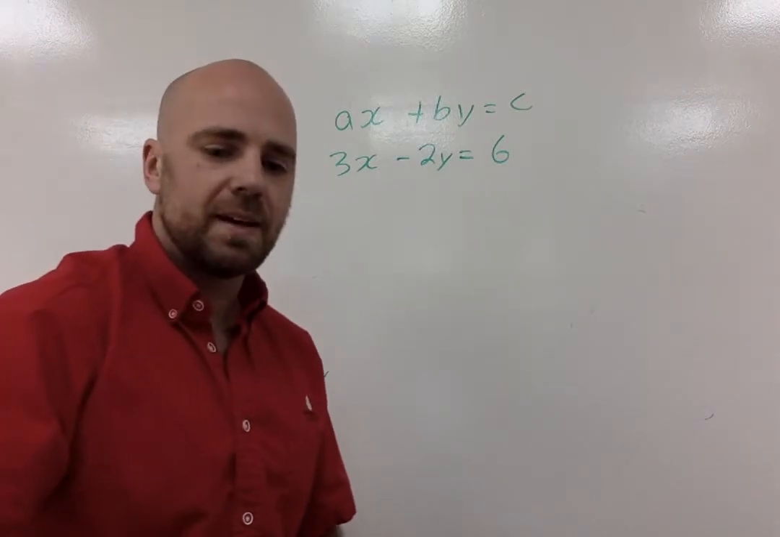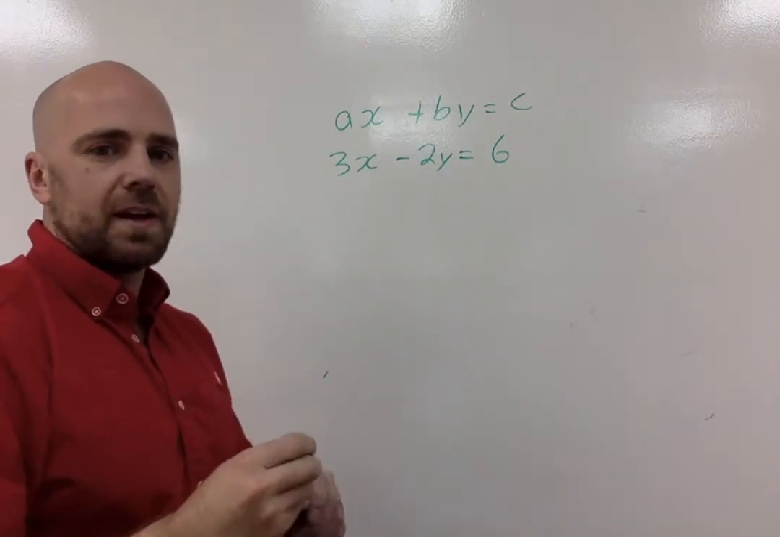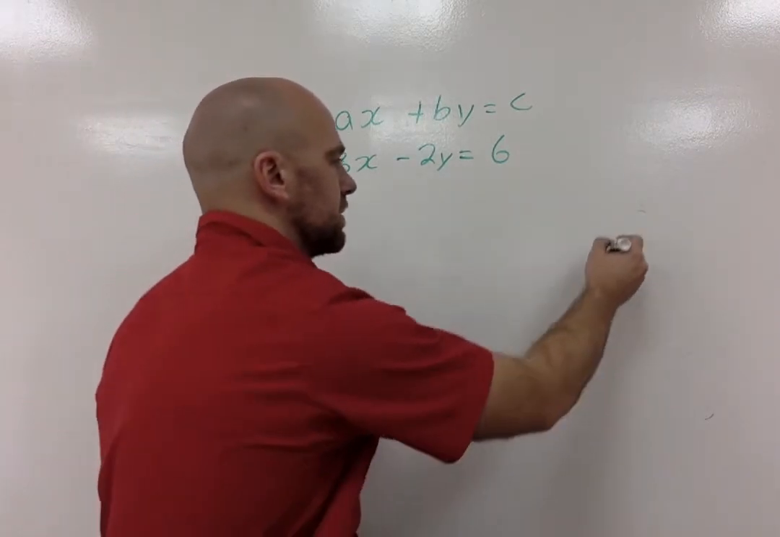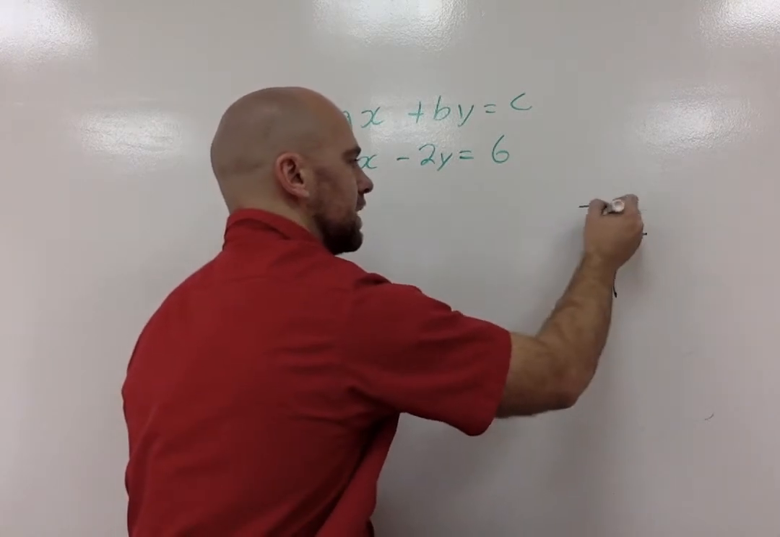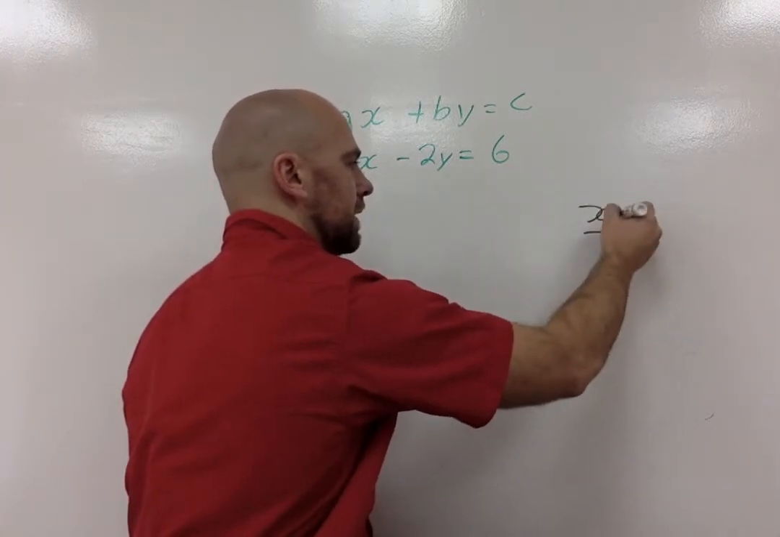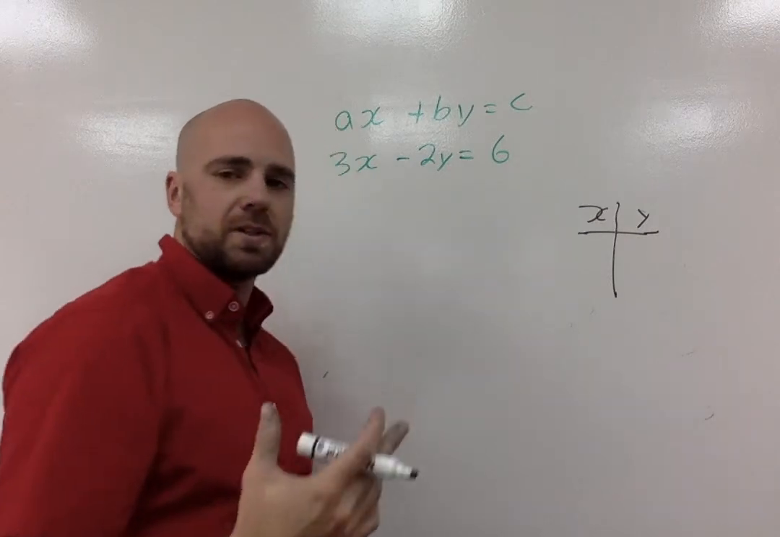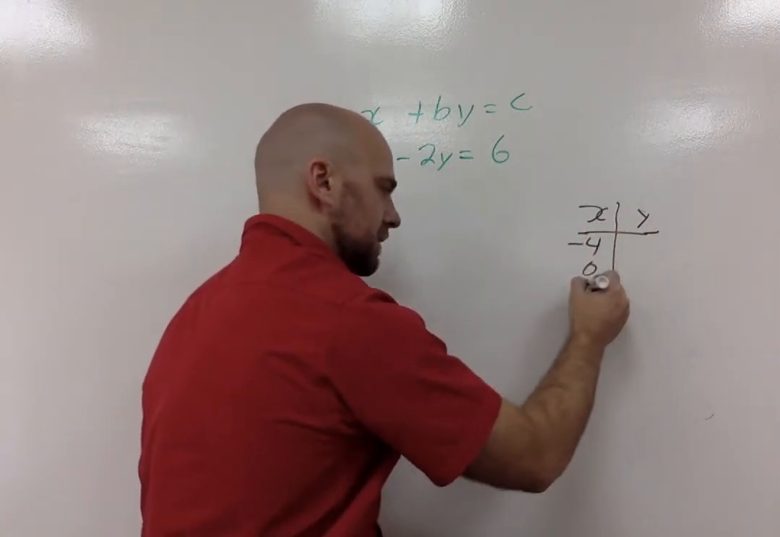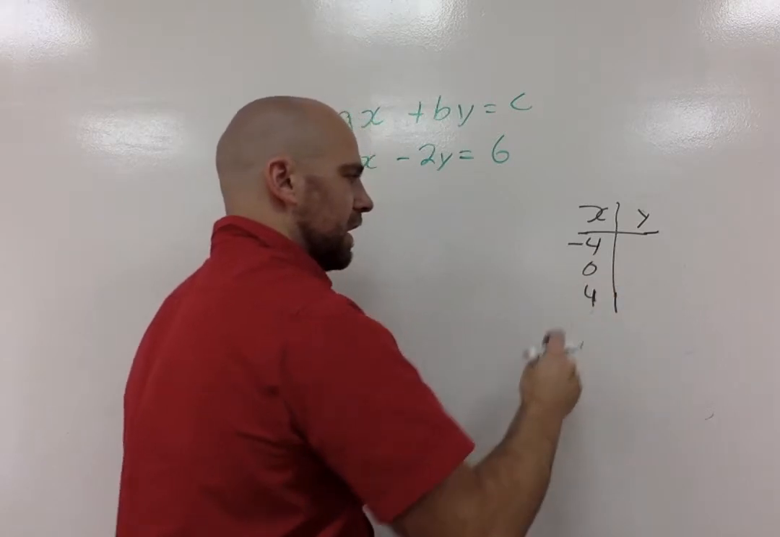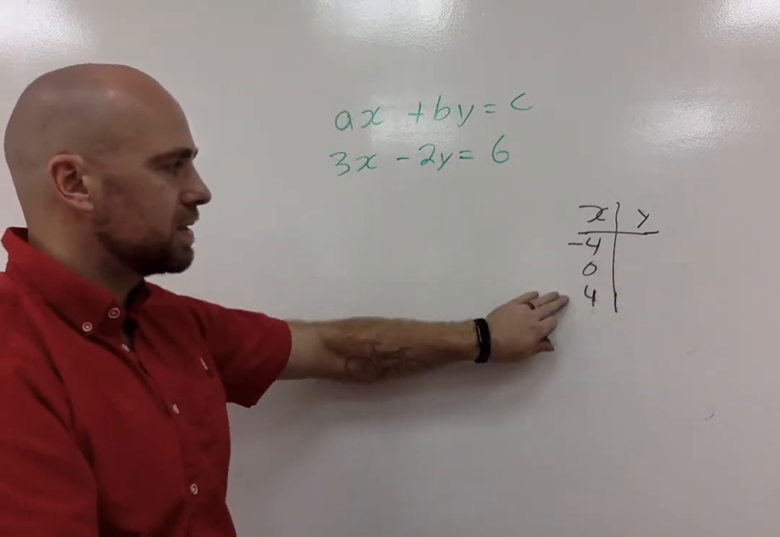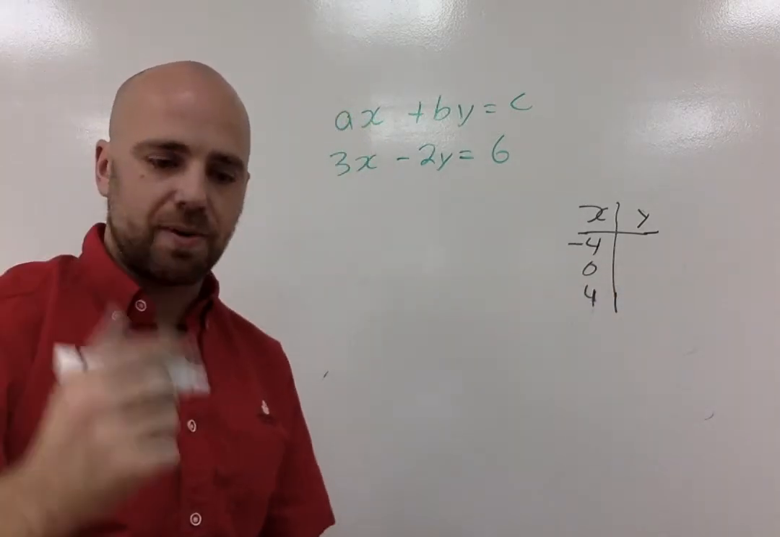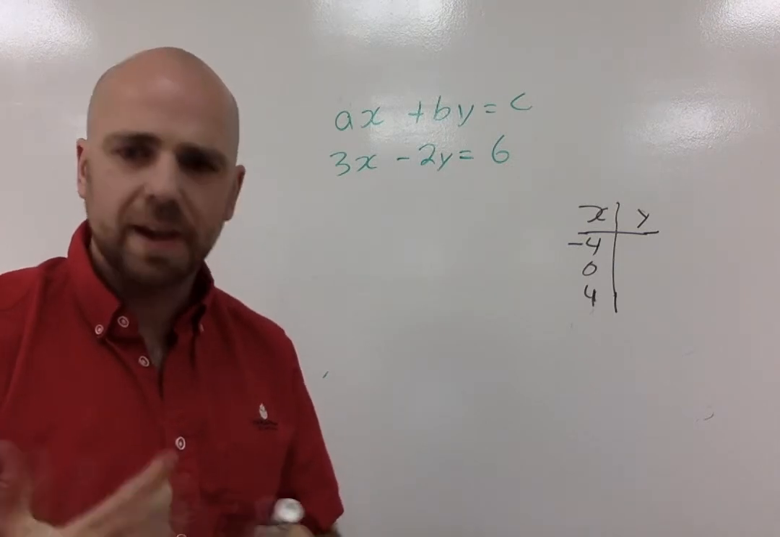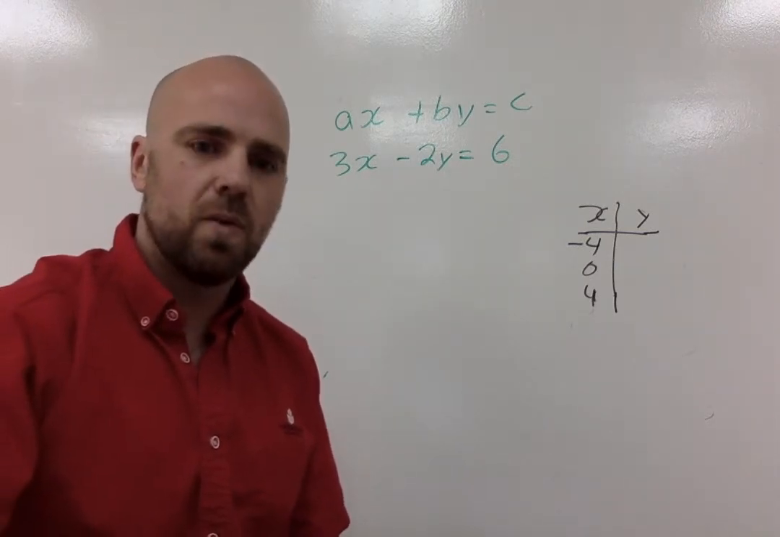If I'm making a table of values, I'm going to say if x equals something, what does y equal? In this particular question, it's giving me particular things to find, so I'm going to look for -4, 0, and 4. If I know what these coordinates are, I can technically graph this equation, and I can actually calculate where it's going to go.